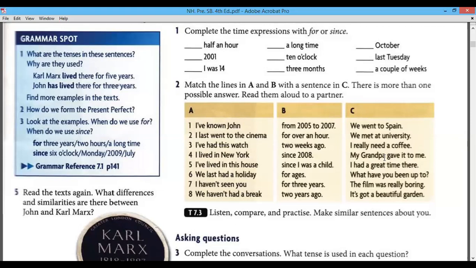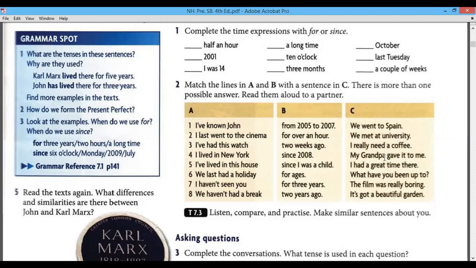Script 7.3. 4 or 6? 1. I've known John for 3 years. We met at university. 2. I last went to the cinema 2 weeks ago. The film was really boring. 3. I've had this watch since I was a child. My grandpa gave it to me. 4. I lived in New York from 2005 to 2007. I had a great time there. 5. I've lived in this house since 2008. It's got a beautiful garden. 6. We last had a holiday 2 years ago. We went to Spain.